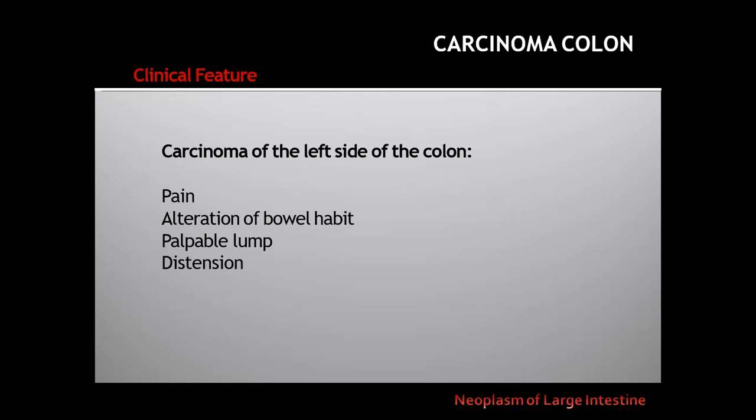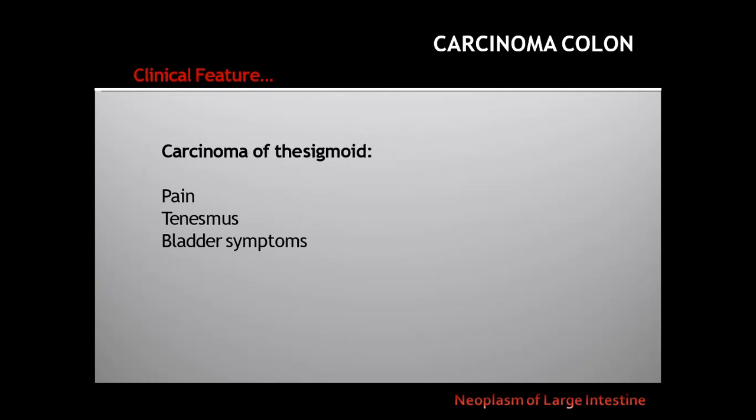The signs and symptoms of left-sided colon carcinoma: mostly they present with pain, altered bowel habits, a palpable lump and abdominal distension. In the sigmoid colon and the rectum, there is pain in the lower abdomen and tenesmus, and if there is involvement of the bladder, the patient may present with bladder symptoms like urinary urgency and difficulty in urination.